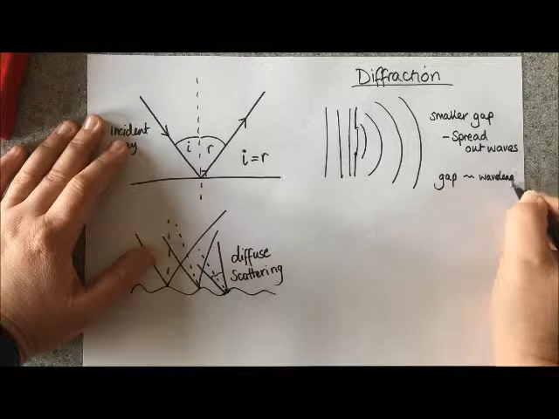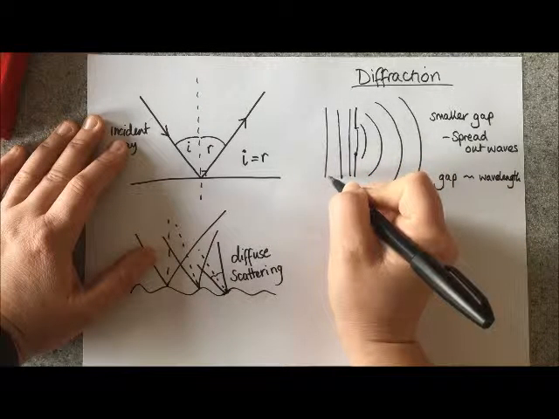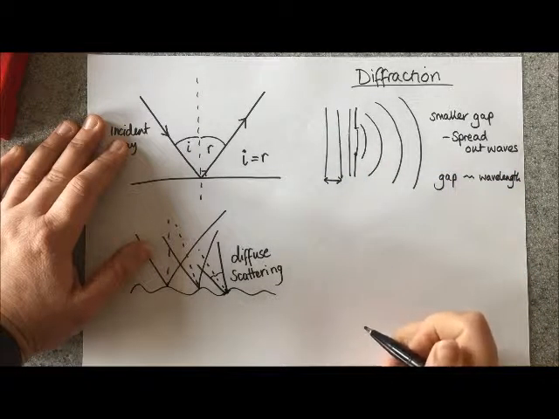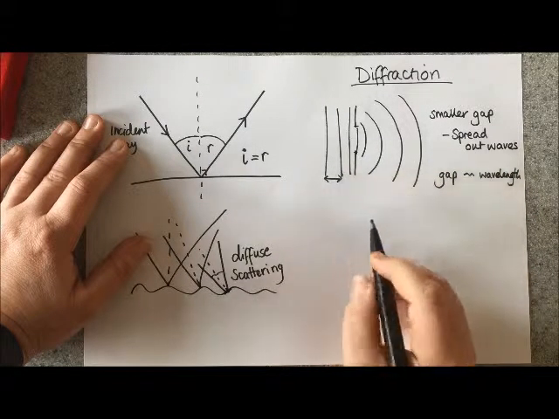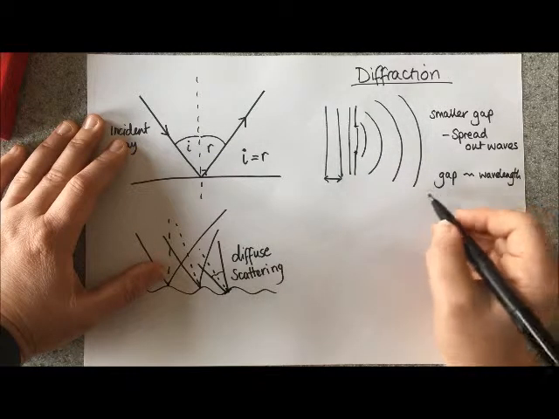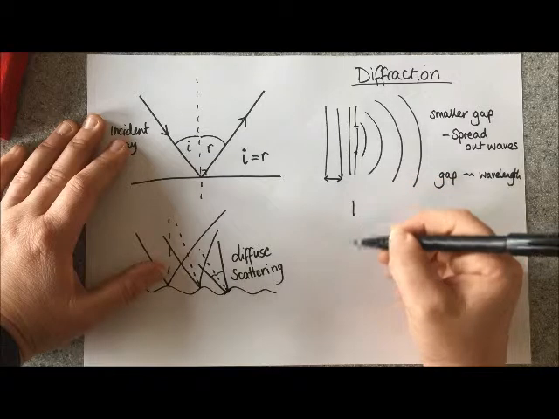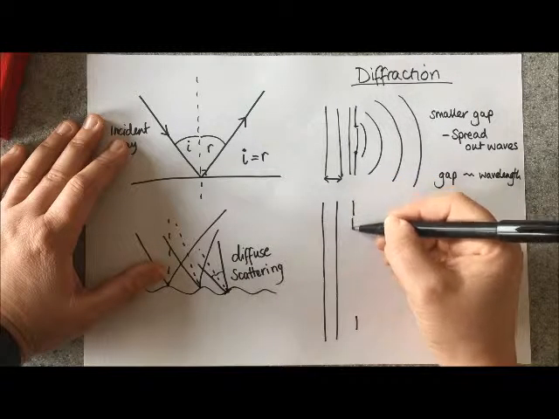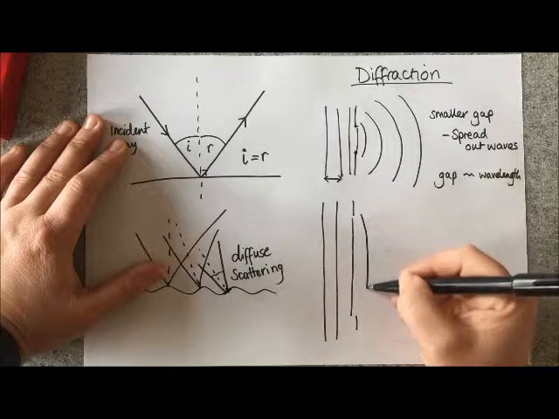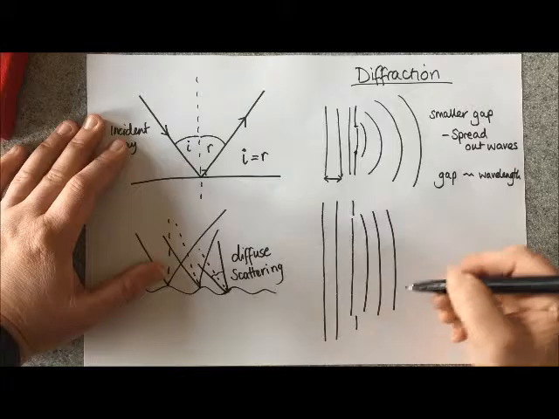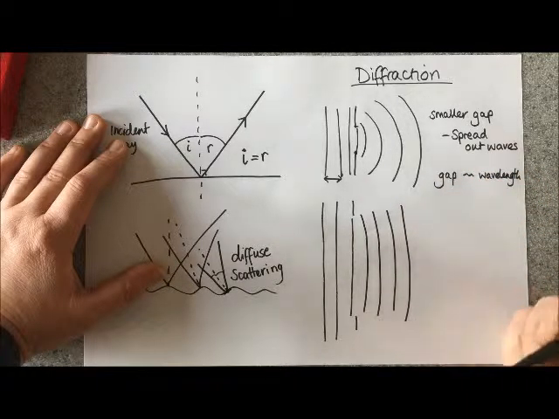Now, on a diagram like this, the wavelength is represented by the distance between these two lines there. Those are the wavelength, that's the wavelength. When you get a much larger gap, what will happen is it will spread out, but it won't spread out very much at all. So you will get this kind of, it's slightly more directional, but it will spread out slightly.